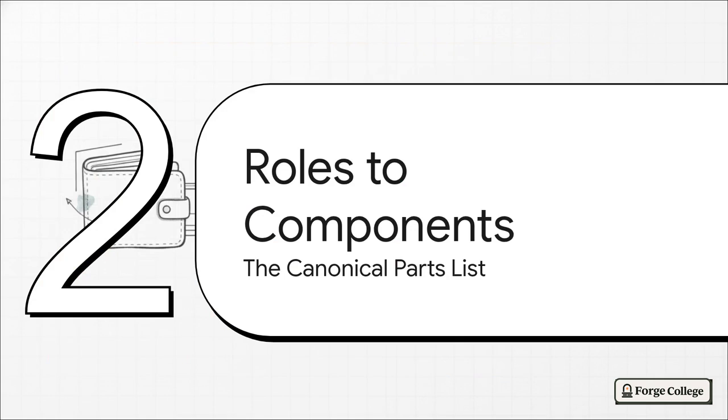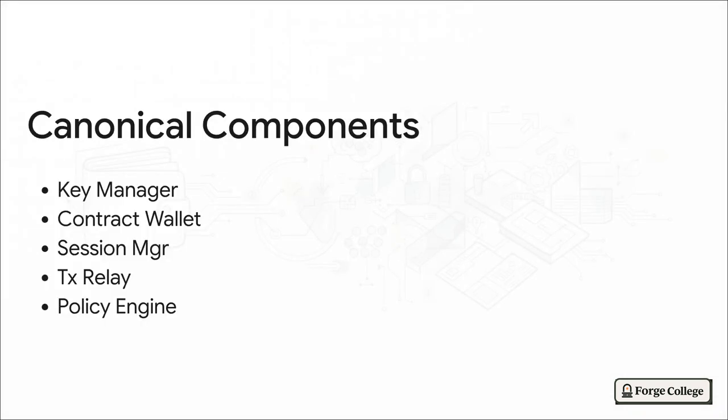Moving right along to Section 2, translating roles into components, or as I like to call it, the canonical parts list. Here are the primary canonical components you are going to be working with. You've got the key manager, the smart contract wallet itself, the session manager, the transaction relay or paymaster, and the policy engine. Now listen, naming precision really matters here. If you draw a box on your schematic and literally just label it security, I guarantee an engineer is going to laugh you out of the room. Security is an attribute. A policy engine is the actual component that enforces those security rules. You got to be precise.